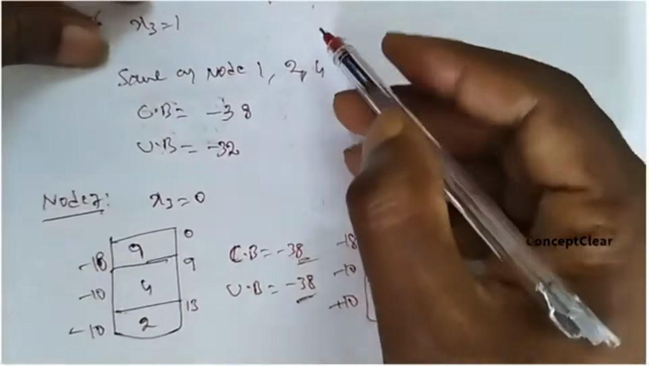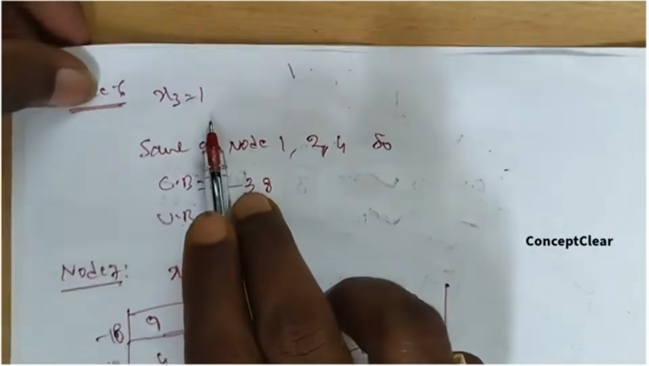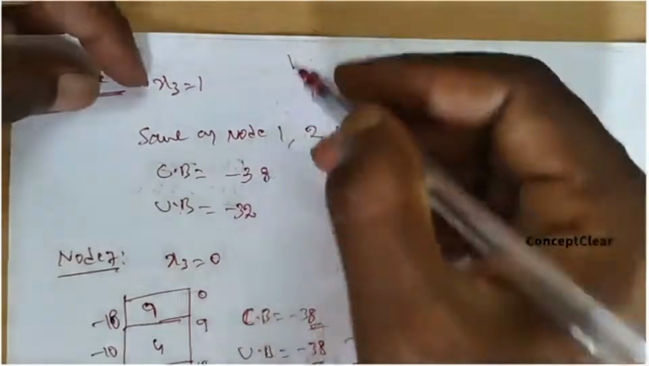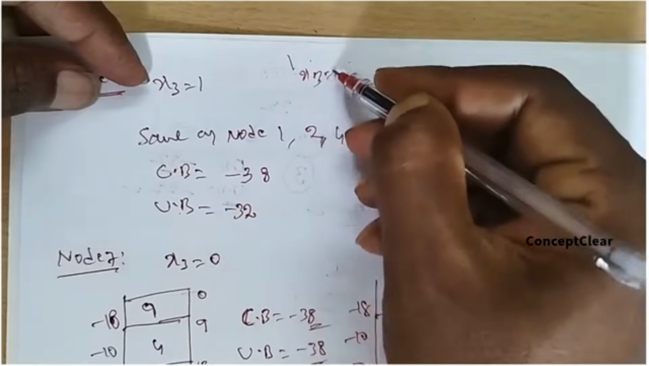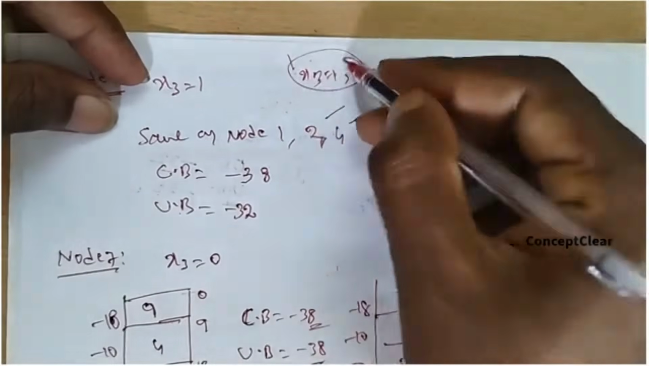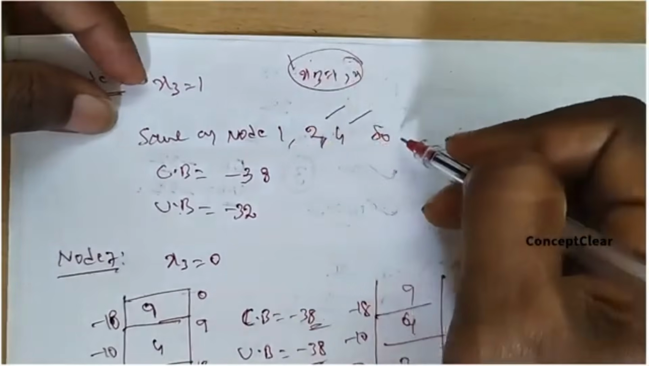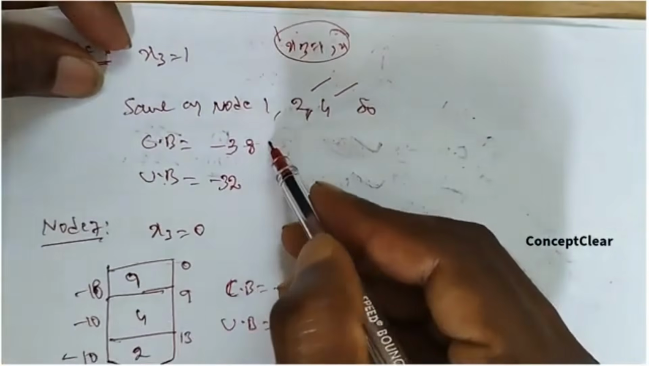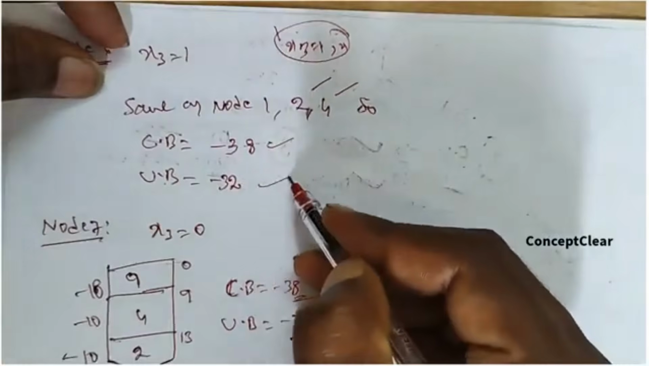For 3 also we did x3 equals 1. For 1 we considered x3 equals 1, for 2 also x3 equals 1, 4 also x3 equals 1. So it is the same as the node 1, 2, 3, 4 values. So the lower bound value is minus 38, upper bound value is minus 32.